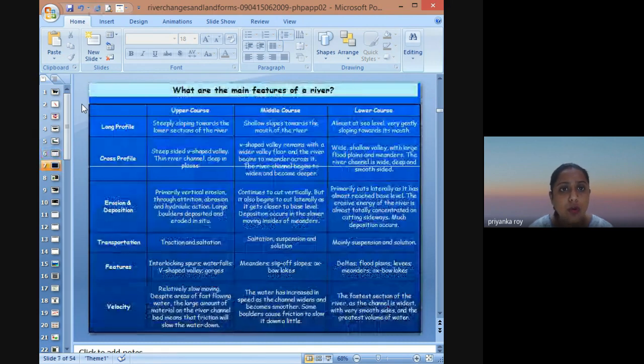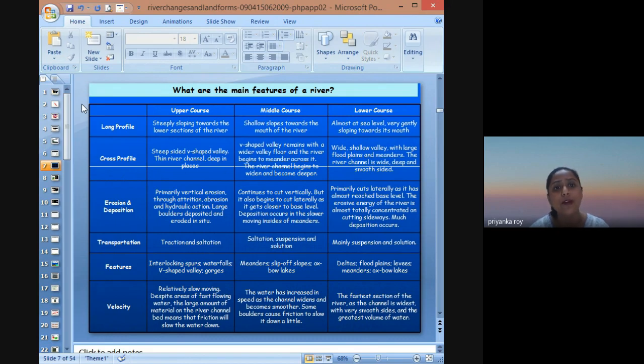All right. So, what are the main features of a river? Let's come again here. Long profile features. On the upper course, it has a steep slope towards the lower section of the river. So it has a steep slope, like when it moves like this. In the middle course, the slope towards the mouth of the river is more gentle, but the steepness is lesser. And the lower course almost meets the sea or the ocean, and it has a very gentle slope towards the mouth of the river.